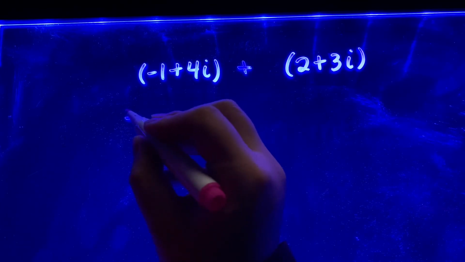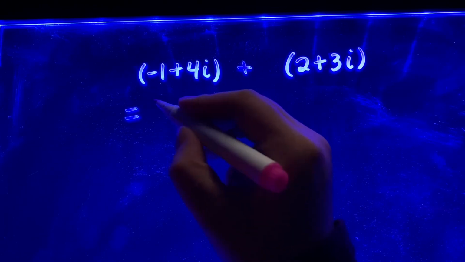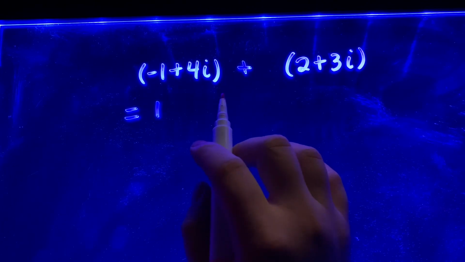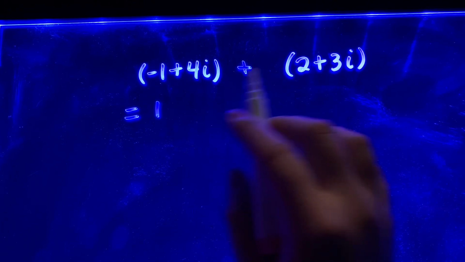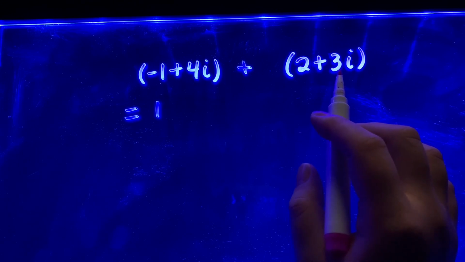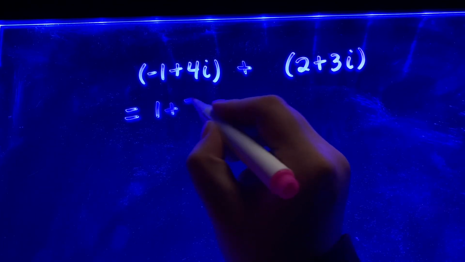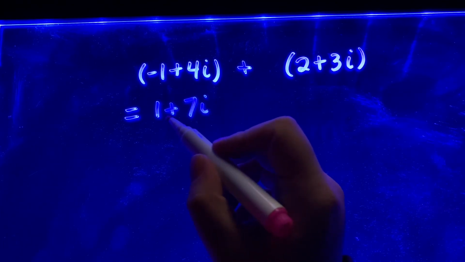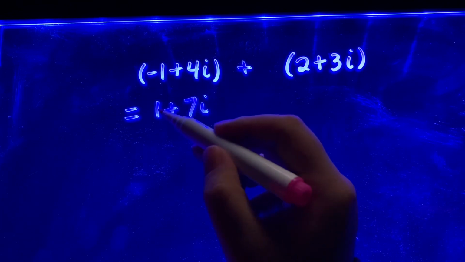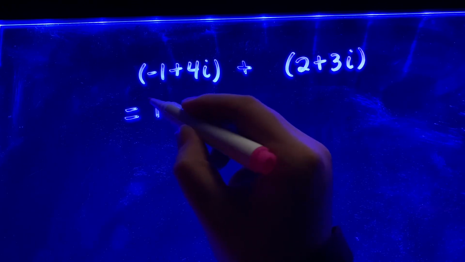When you add the real parts, -1 plus 2 is +1. Then, complex parts. 4i plus 3i is, look alive V, it's a good lesson, 7i. Our answer, 1 plus 7i, also a complex number. Real part 1, imaginary part 7i.